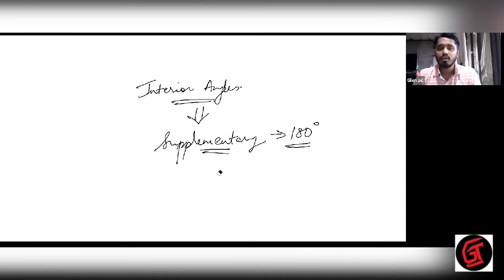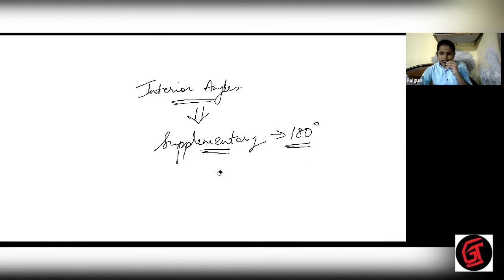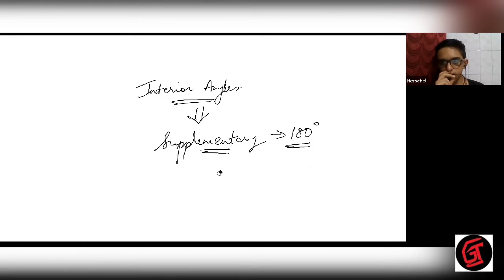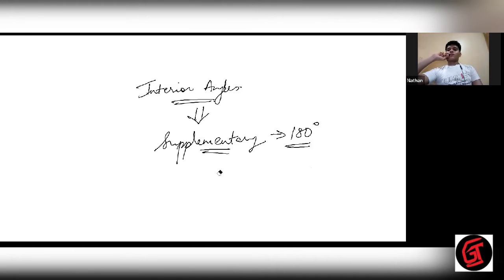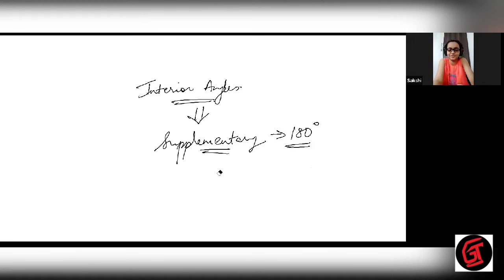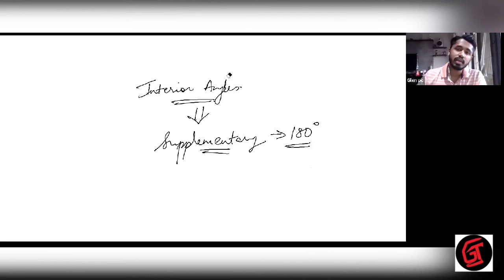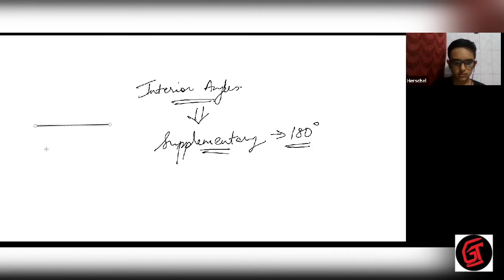Please repeat after me one by one. The interior angles come together and make an angle equal to 180 degrees. Okay, now we'll just see an example in the form of a diagram. Have a look at this diagram.